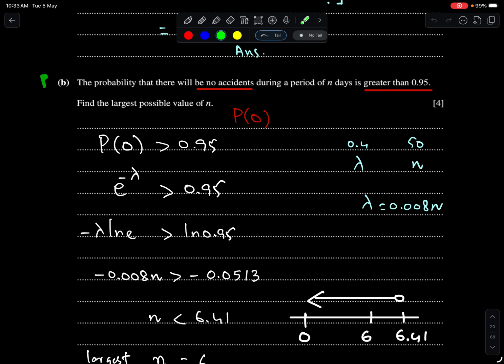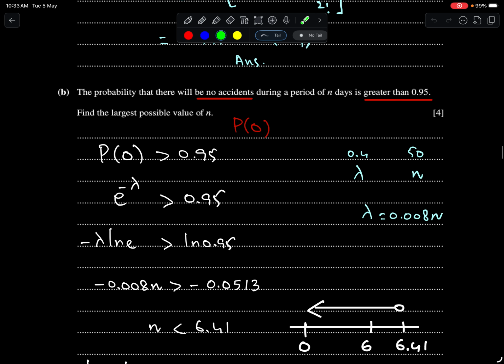This is an important part. The probability that there will be no accidents. No accident means probability 0, which is e^(-lambda), during n days is greater than 0.95. See, 0.4 is for 50 days. For n days, lambda is 0.008n. Now use this given information.